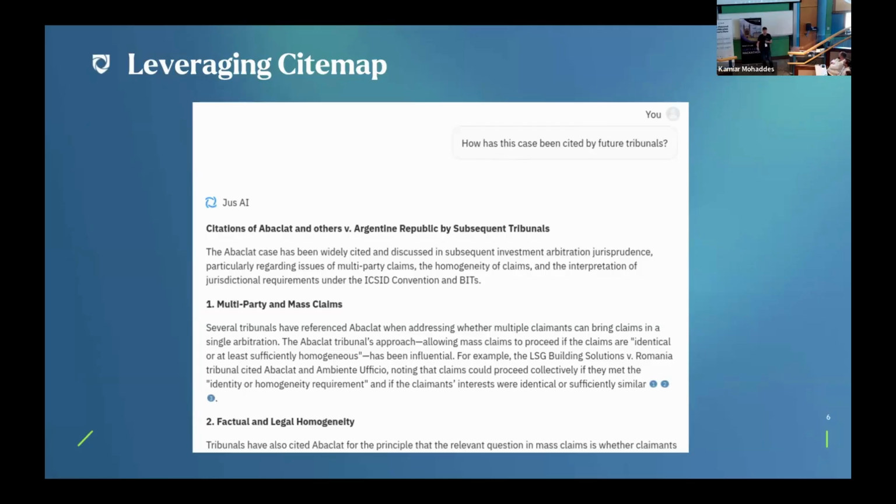It also has implications for ranking, because a case or a treaty that's been cited much more often, you could see as being more important, and perhaps a more important starting point for where the lawyer or arbitrator would want to perform their research.